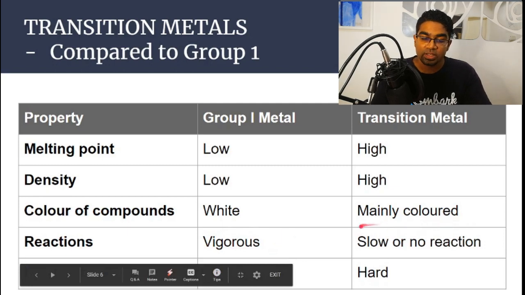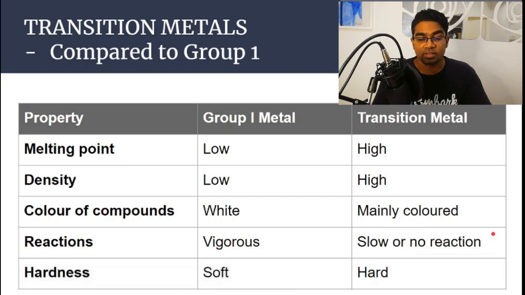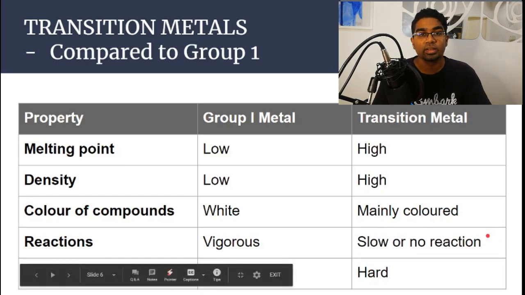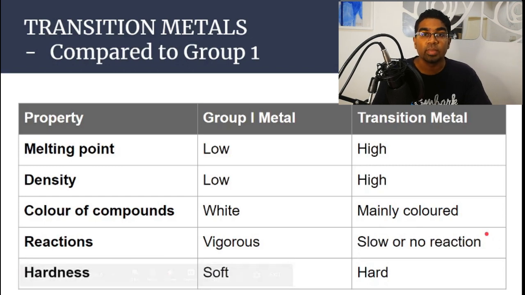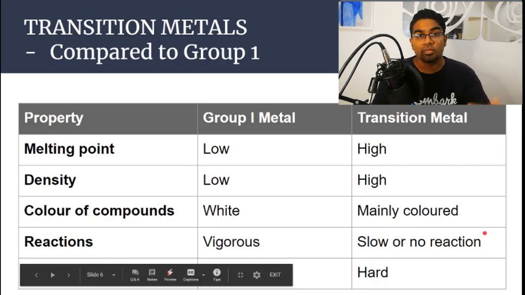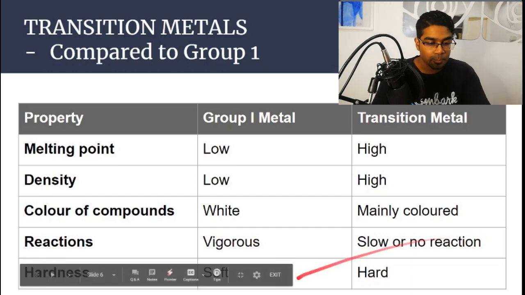Whereas transition metals, they are not very reactive. Most of their reactions are slow. Some of them are even unreactive. Gold and silver are among the most unreactive metals, and platinum. So they are right at the bottom of the reactivity compared to all other metals.